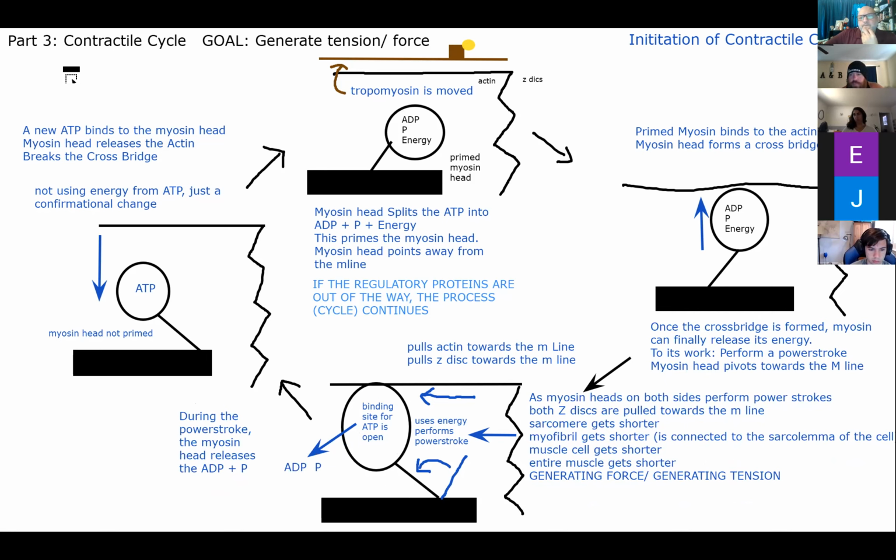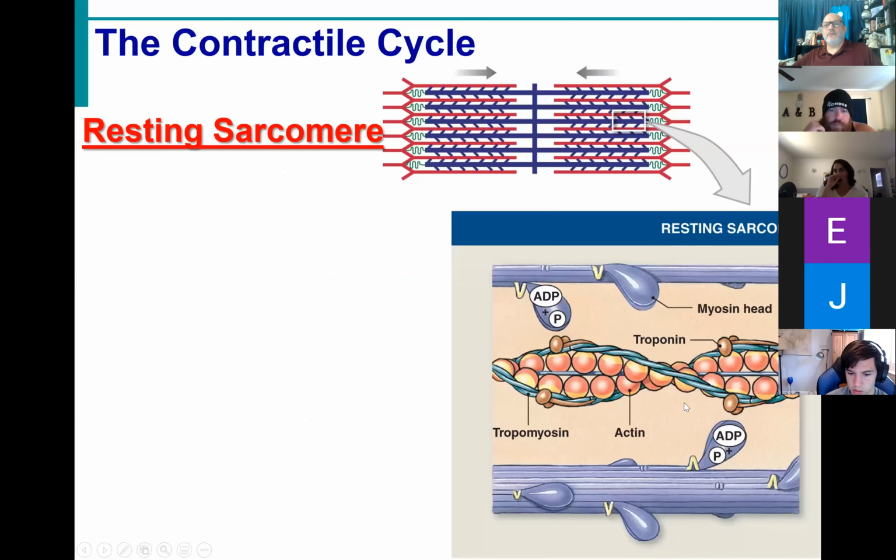And there you go. That is our contractile cycle. Questions on this? All right, excellent. Let's look at the pretty pictures from your textbook. Again, we start with a resting sarcomere. I like this picture from your textbook a lot, although you'll see there's one part I don't like.